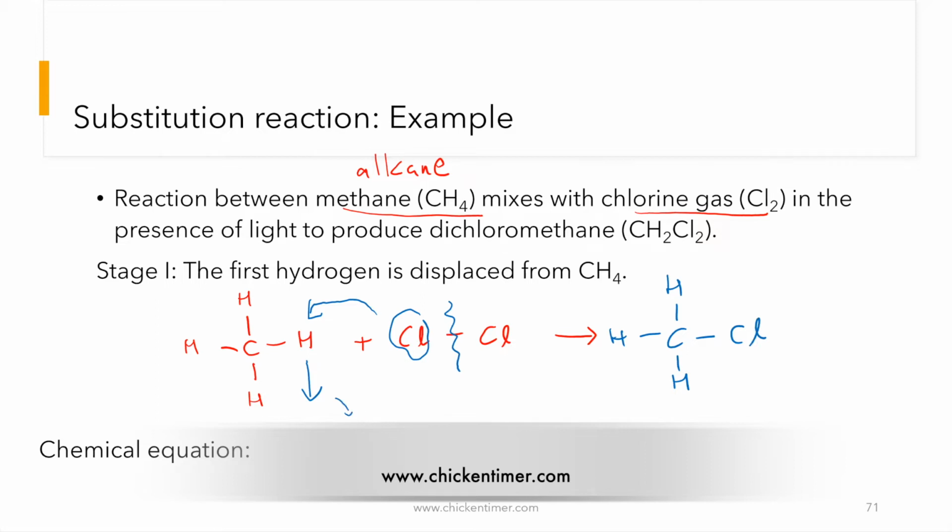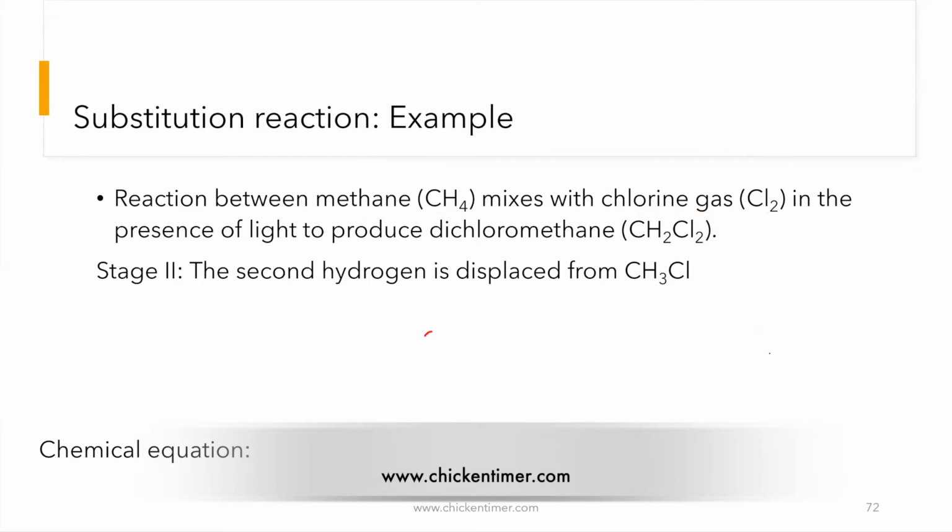Then you have the hydrogen floating around, and another chlorine floating around. This hydrogen and this chlorine will come together and join, like that. Yeah, you get the process, right? If they want the chemical equation, it is CH4 plus Cl2 gives you CH3Cl plus HCl. That is the first stage. So the first stage forms CH3Cl.